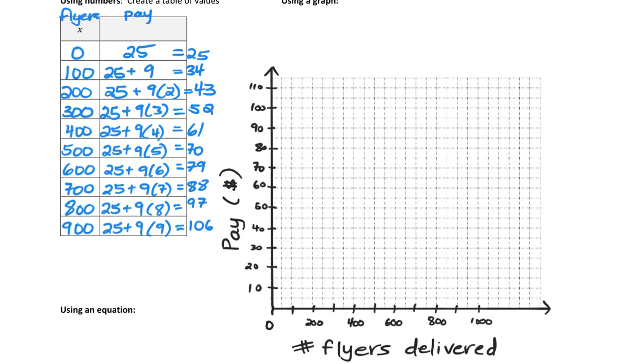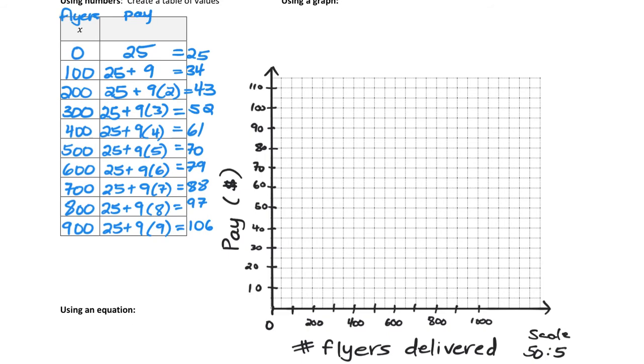So here's the scale that I chose. I chose to go up by 2 boxes is 100 flyers. So every 1 box is 50 flyers. So I should have that in my scale. So on the x-axis, 1 box is worth 50. And on the y-axis, 1 box is worth $5. I can see that here when I go up by 1 box. So 2 boxes was 10, so 1 box is 5. So there's my scale.